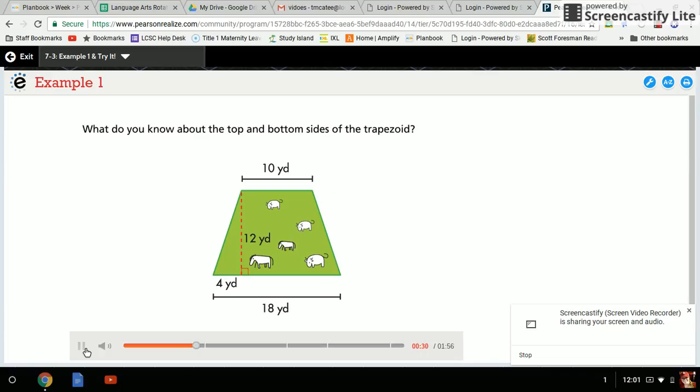What do you know about the top and bottom sides of the trapezoid? We know that the top and the bottom should be parallel to each other. So that will come into play when finding the area of a trapezoid. The top and bottom sides of the trapezoid are parallel.